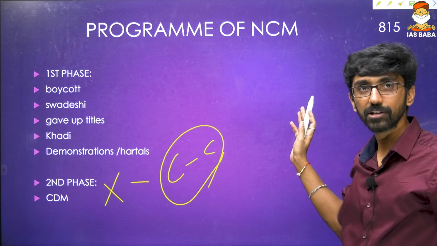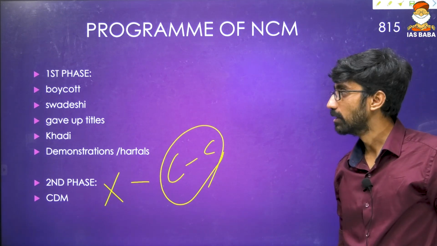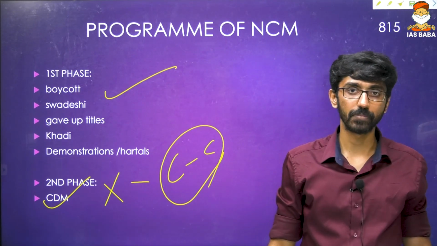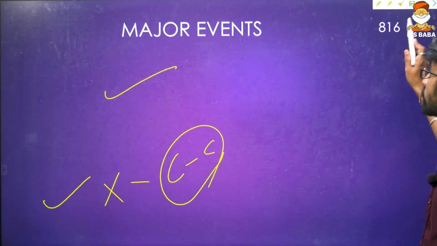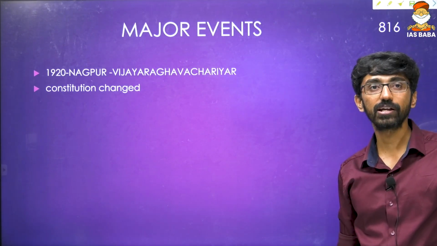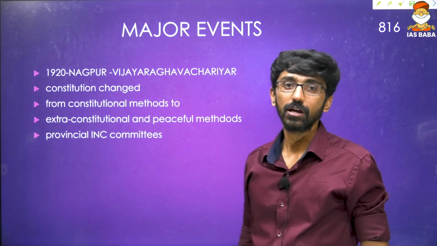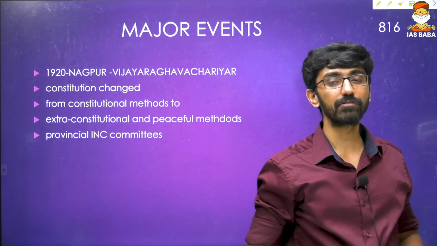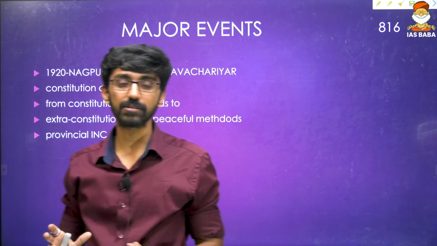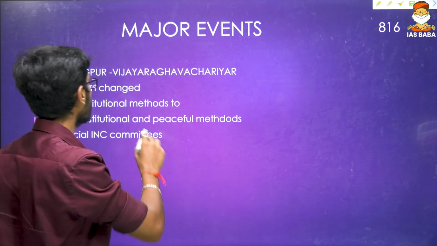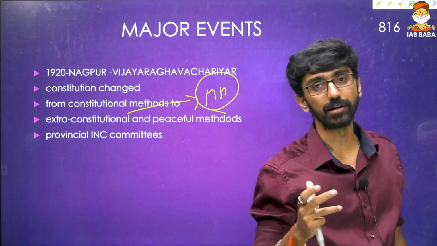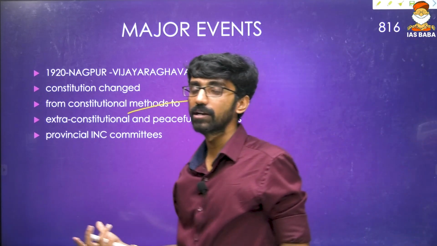We'll come to that one. We will see the progress and the events of the non-cooperation movement. The first phase is included. Gandhi said, if the first phase is successful, I will launch the civil disobedience movement. Now, major events. At the 1920 Nagpur session, the president was Vijayaraghavachariar. Now the constitution of the INC was changed. Initially, the Indian National Congress constitution from 1885 believed in constitutional methods, but that was changed to extra-constitutional and peaceful methods. What are extra-constitutional and peaceful methods? That is mass movement. Because the INC as an official policy did not accept mass movement because of the grip of the moderates, and extremists tried to change that, but that did not happen.